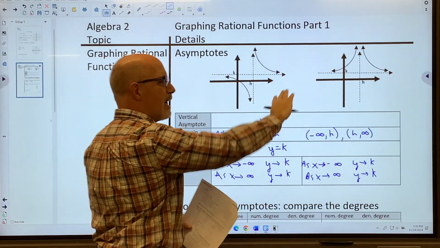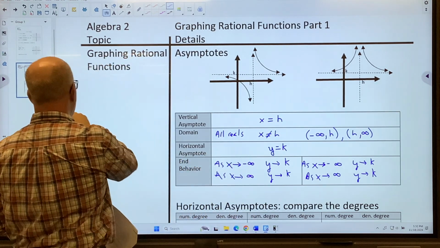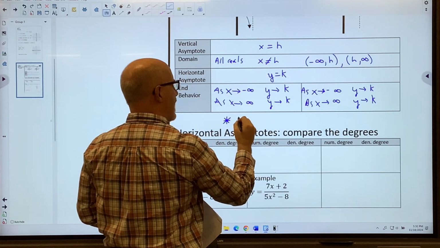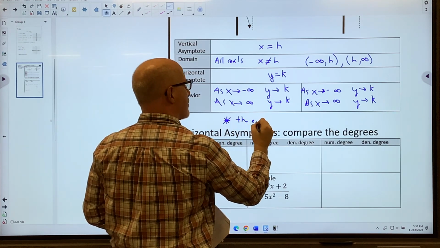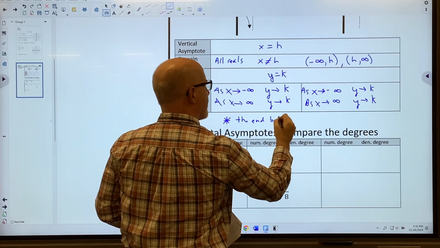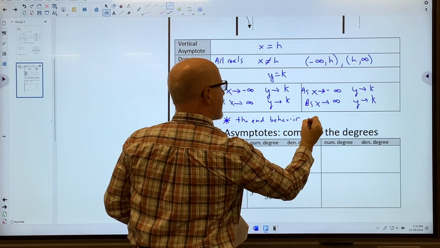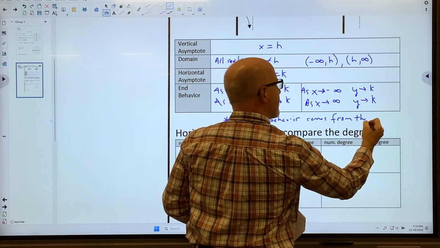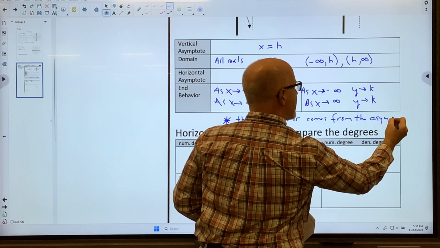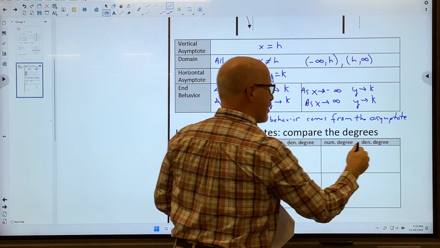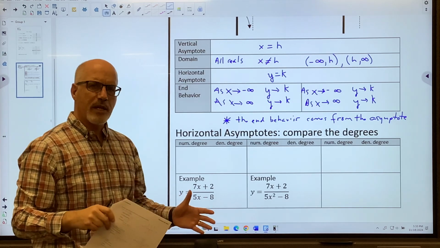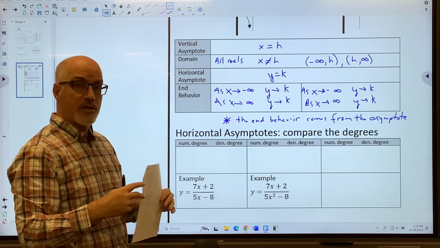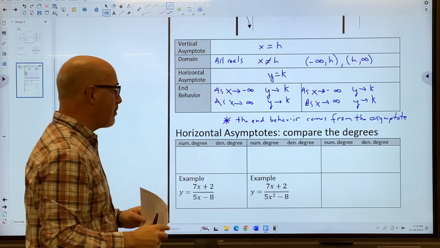So the horizontal asymptote is going to give us the end behavior of the graph. That's a key idea. The end behavior comes from the asymptotes. In this case, it's going to be the horizontal asymptote. All right. There will be other types of problems where we'll see asymptotes that are not always just horizontal. Sometimes they'll be in the shape of, for instance, a parabola.